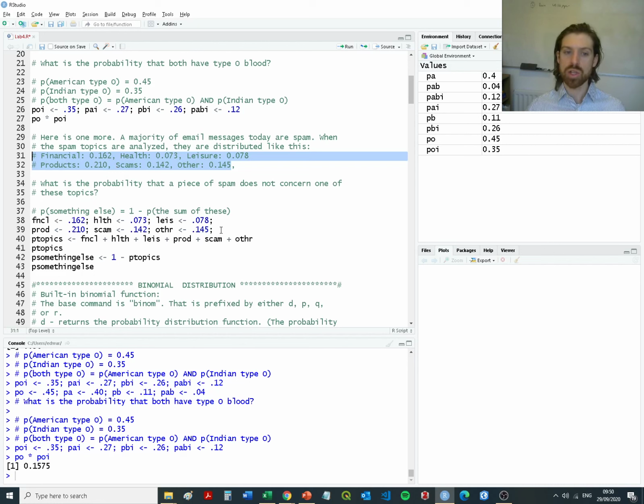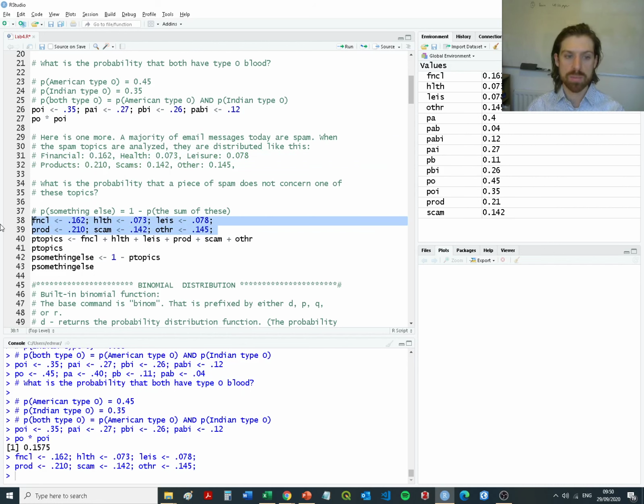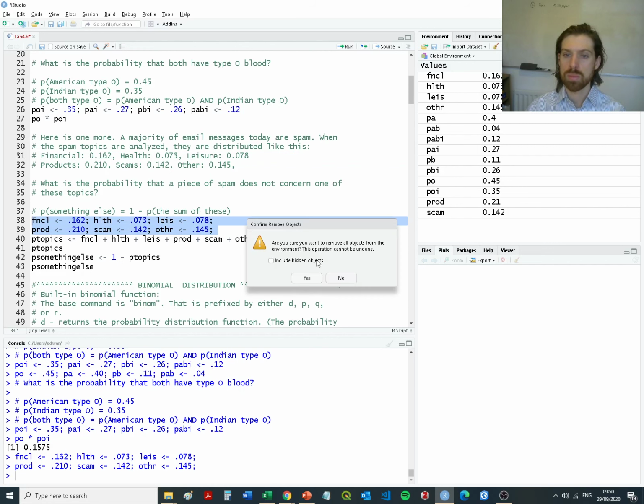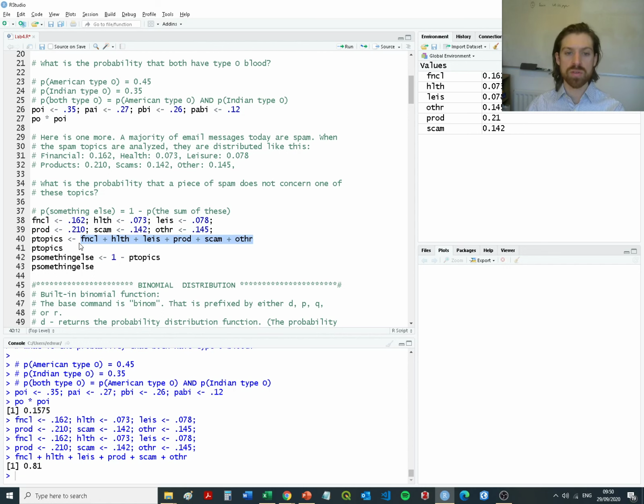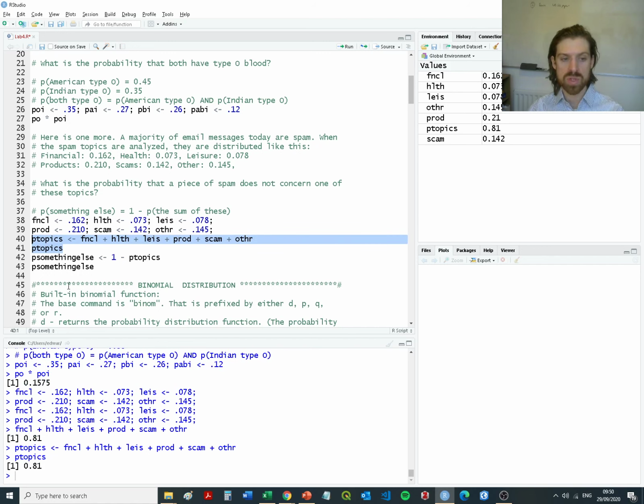Well, firstly, let's add those probabilities together into the workspace. So now we have, let me just clear this so it's definitely more of a concise example for you. So here we have all of the different types of spam that's within the composition which I presented. What we need to do is get the summation of all of these. So you see, when you add together all of the financial, health, leisure, products, scams, and other spam emails, it's only about 81% of all of the spam emails that are sent. So here we have the probability for all topics, which is 81.